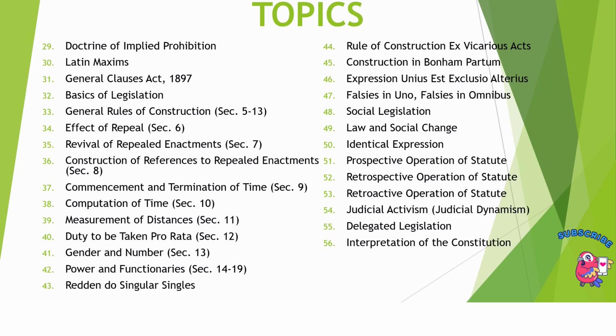General Clauses Act 1897, basics of legislation, general rules of construction from section 5 to section 13, effect of repeal, section 6, and so on. There are lots of topics till 56. Approximately 56 topics are covered in these notes. So let's start with the description of topics.